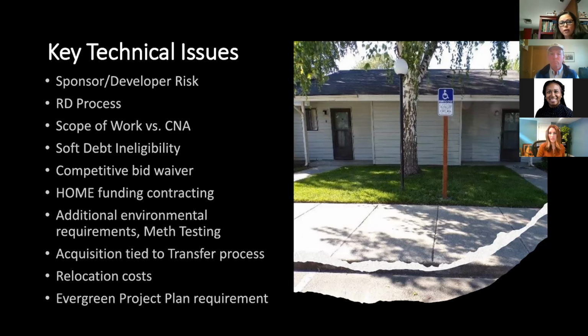And we are thinking of consulting a third-party professional to help us and assist us with this process.